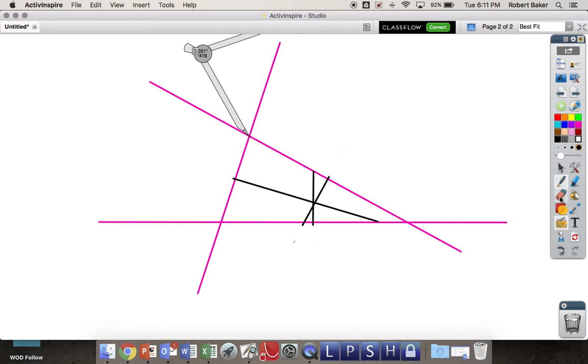So there we go. I am also going to mark for clarification where the 90-degree angle is. This is a 90-degree angle, and this is a 90-degree angle, and this is a 90-degree angle. So I'm going to go back and look at my rubric real quick.